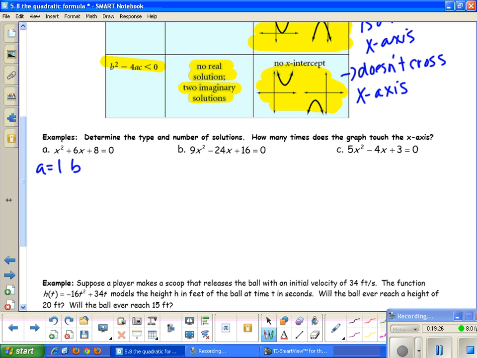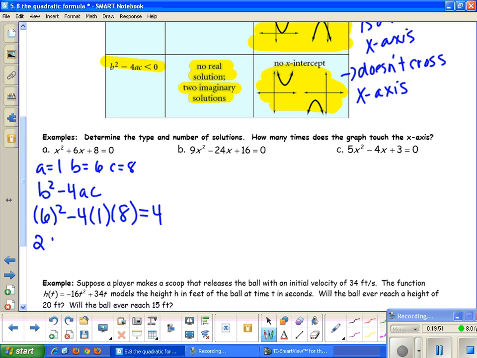So A is equal to 1, B is equal to 6, C is equal to 8, and we know the formula we're using is b squared minus 4ac. So in this case, I get 6 squared, because that's my b, minus 4 times a, which is 1, times c, which is 8. When I solve this, I get 4. So 4 is a real number, so that means I'm going to have two real solutions. That means I would have 4 underneath the radical in my quadratic formula, and the square root of 4 is 2, so that's how I have 2 solutions. And that means it's going to touch the x-axis twice.